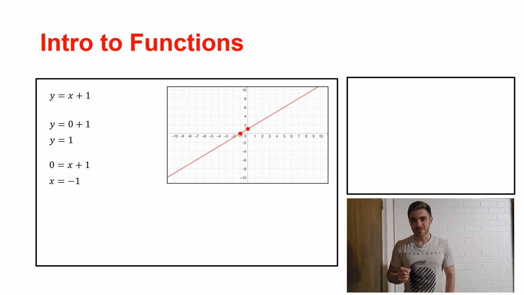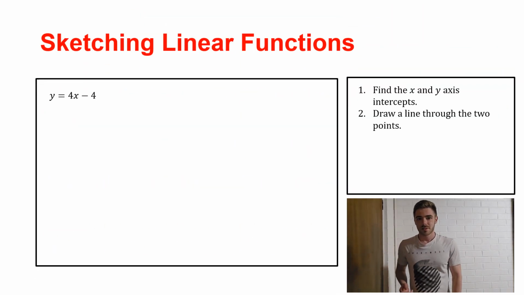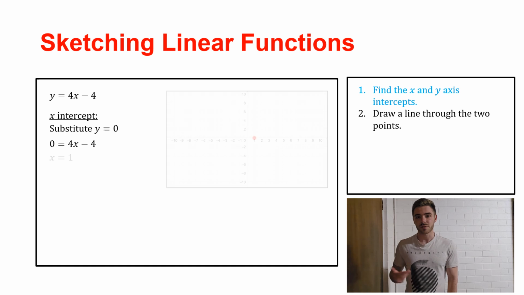Let's have a look at that in more detail. We can sketch any linear function by following these steps. We'll start with finding the axes intercepts. Specifically, we're going to look at how to solve the x-axis intercepts. The x-axis intercept is just the point where the function touches the x-axis. The good news is that the y-coordinate at that point will always be 0, since the x-axis is the line y equals 0. Thus, if you want to solve for the x-intercept, all we're going to do is substitute y equals 0 and then solve for x.